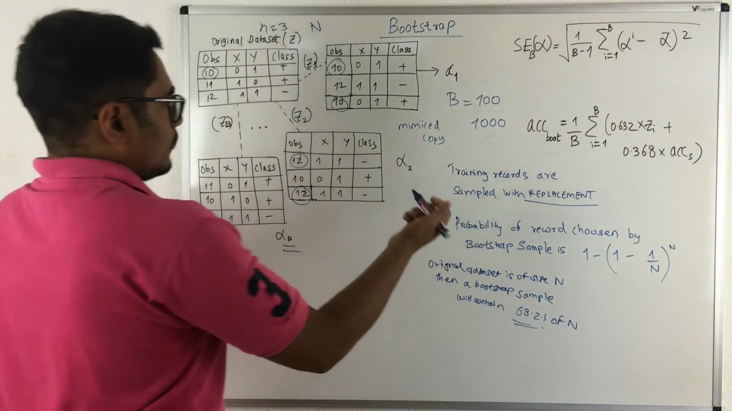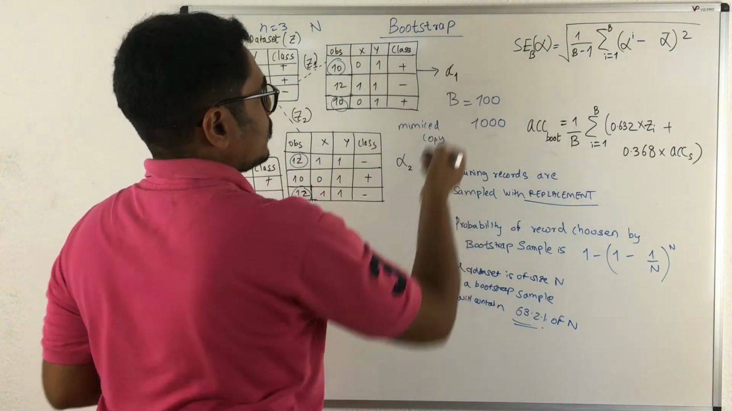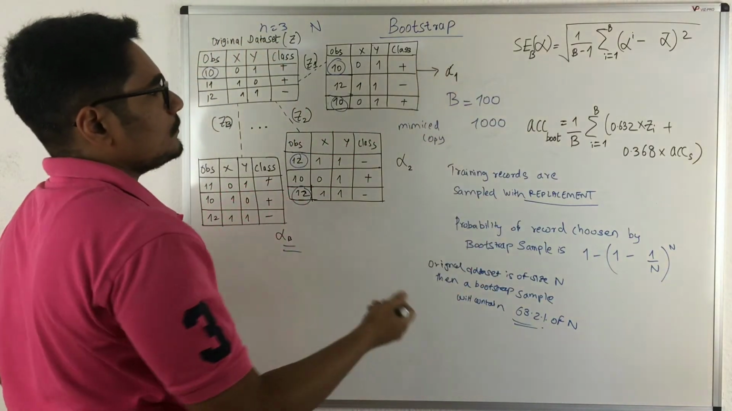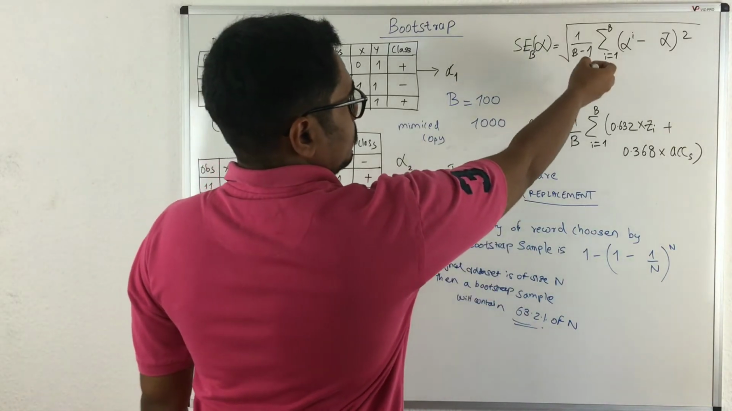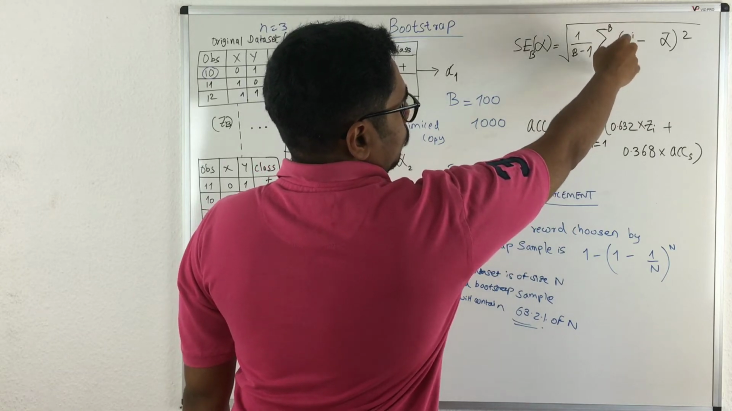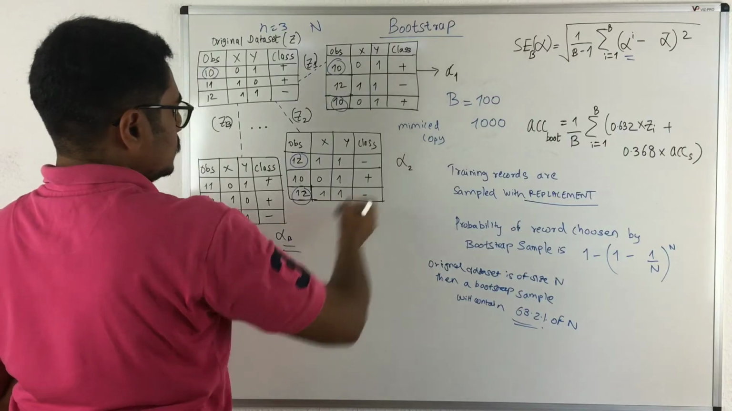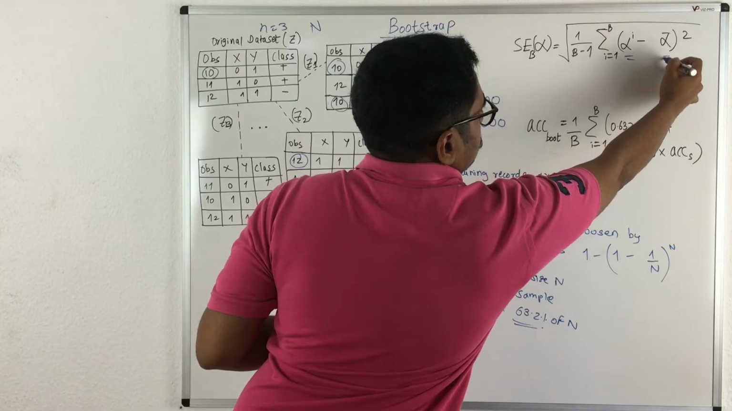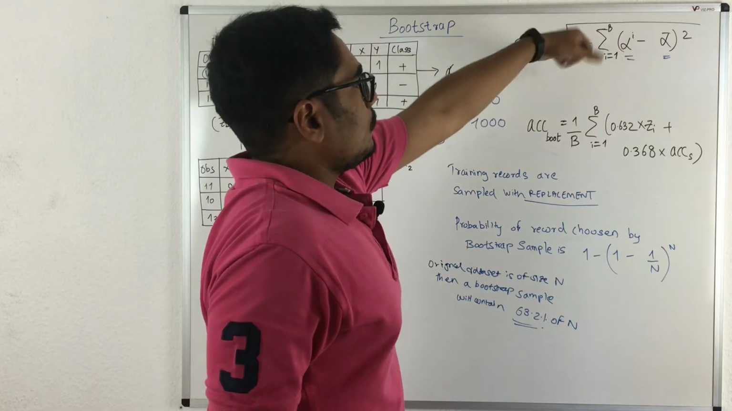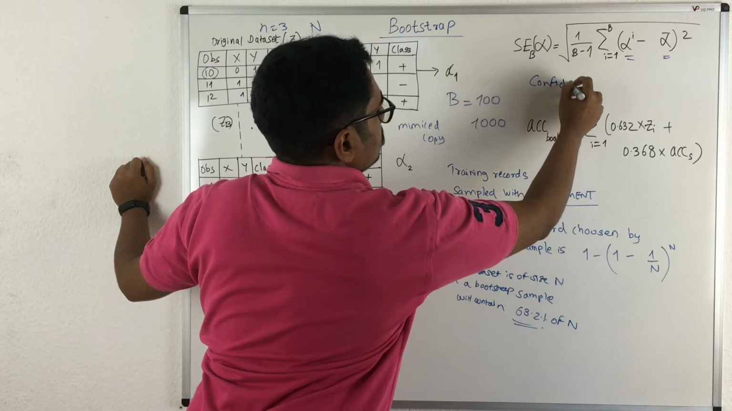Now with this bootstrap sample you estimate an alpha value. This alpha estimate is recorded for the standard error. So mainly bootstrap is used for the standard error. It's given by this formula: square root of 1 upon B minus 1, summation i from 1 to B, that is the number of bootstrap samples, and then you have the alpha estimate for each of the generated bootstrap samples, the mean alpha estimate is subtracted, and the square is taken. This is the standard error.